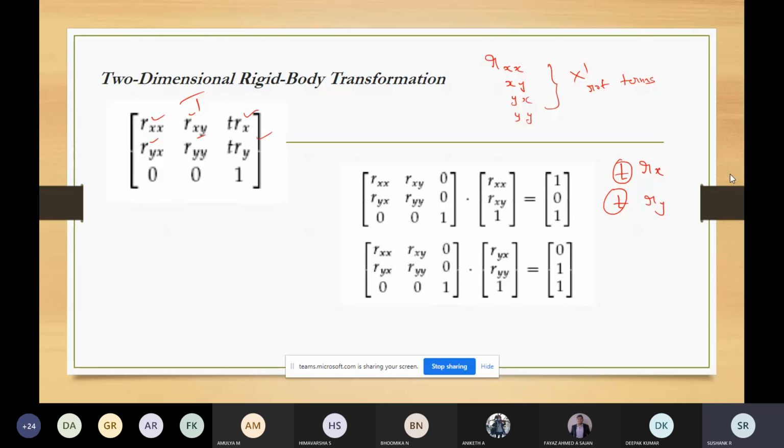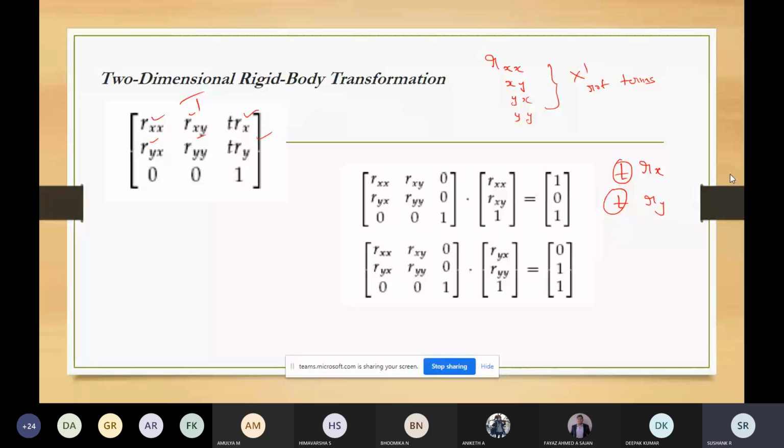One thing you should know is that here the object doesn't change, so we call this the rigid motion transformation. The angles, like the angle between the two edges, and the distances between the coordinate positions will remain the same. And there is also one more property.